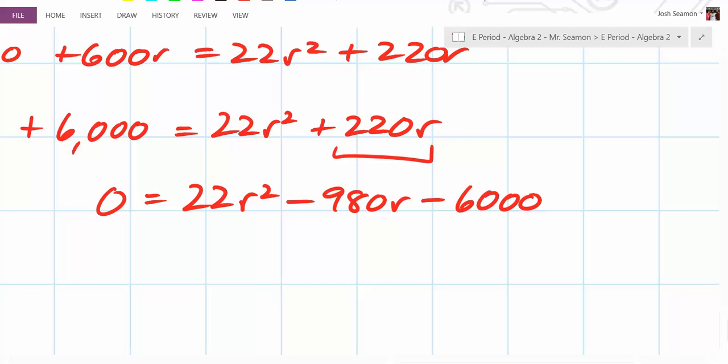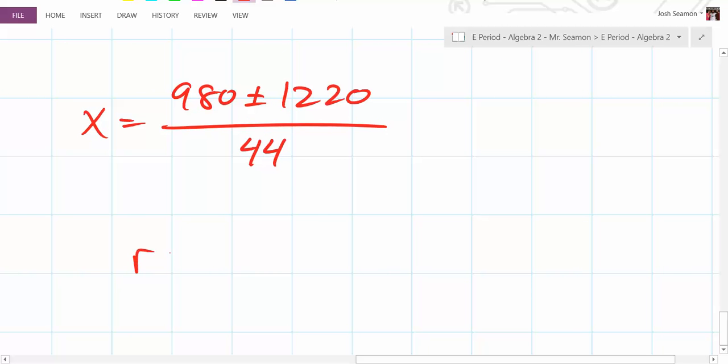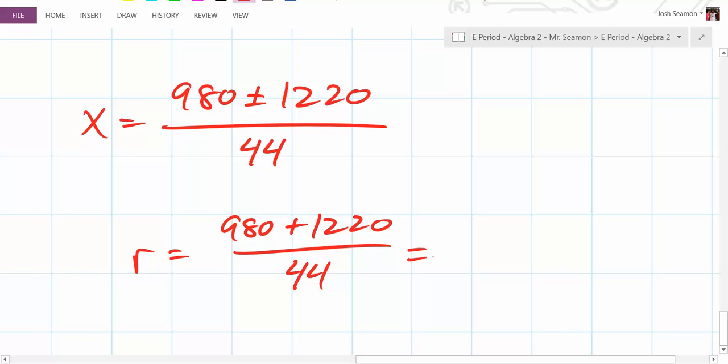Is that in standard form? Yes. Are the numbers big? Yes. Sure. But again, is it standard form? Yeah. Sure. The rate, we want it to be positive, so our R is going to be equal to 980 plus 1220 all over 44. Get 980 plus 1220 divided by 44, and you end up with 50.